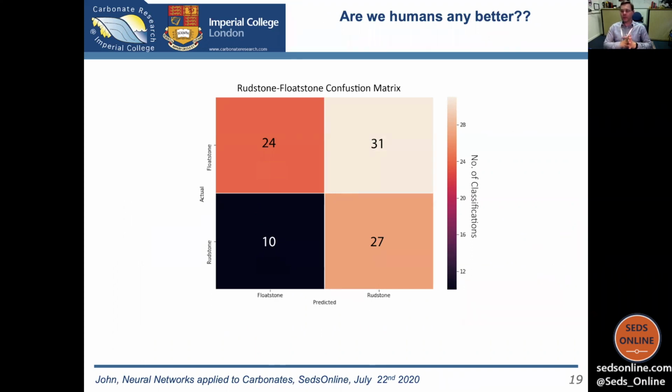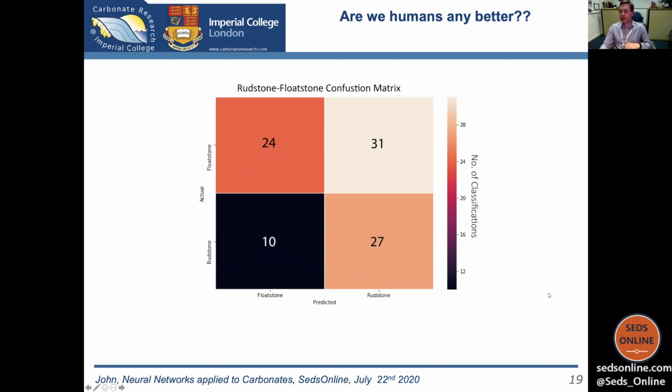What we did, which was a bit sadistic, we took those difficult to classify rudstone and floatstone, and we gave them to my PhD student and former postdoc and colleagues. And we asked them to classify them without telling them what they were. And that's the human confusion matrix. So again, these are number of instances. So that's the floatstone and the rudstone. The true actual classification is here, and the predicted classification is here.